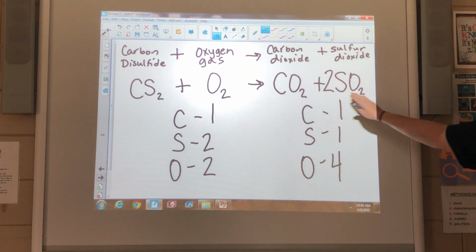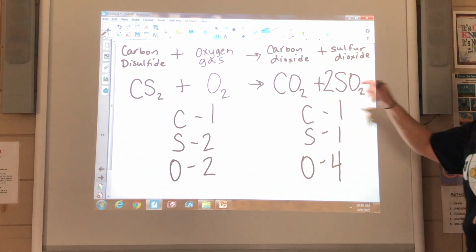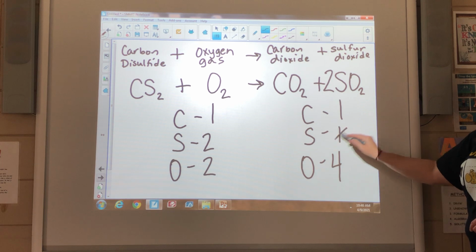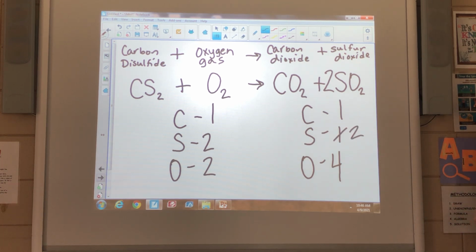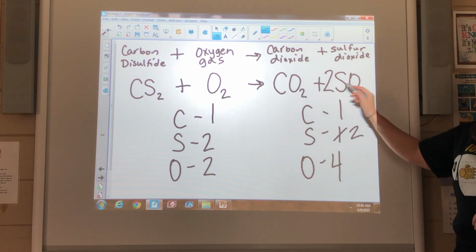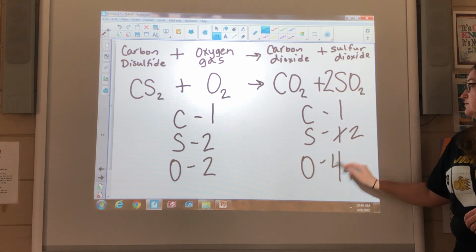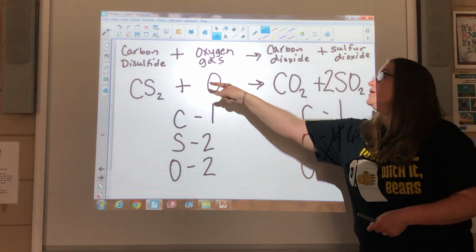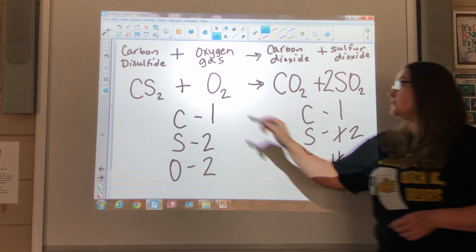Remember, you cannot change the subscripts, just coefficients. So how many sulfurs does that give me? 2. And now how many oxygens do I have? 6. 2 times 2 is 4, plus these 2, 6. Alright, so how do I fix my oxygen over here? Gotta put a 3.